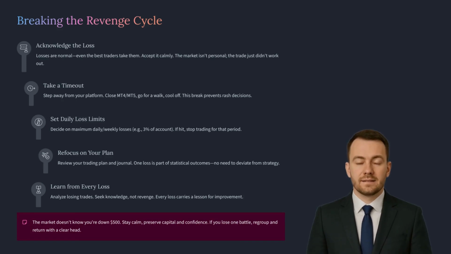How to avoid it? Acknowledge and accept the loss. The first step is psychological. Remind yourself that losses are a normal part of trading. Even the best traders take losses. Accepting a loss calmly is crucial. If you catch yourself feeling the sting of a big loss and the urge to immediately trade again, pause.